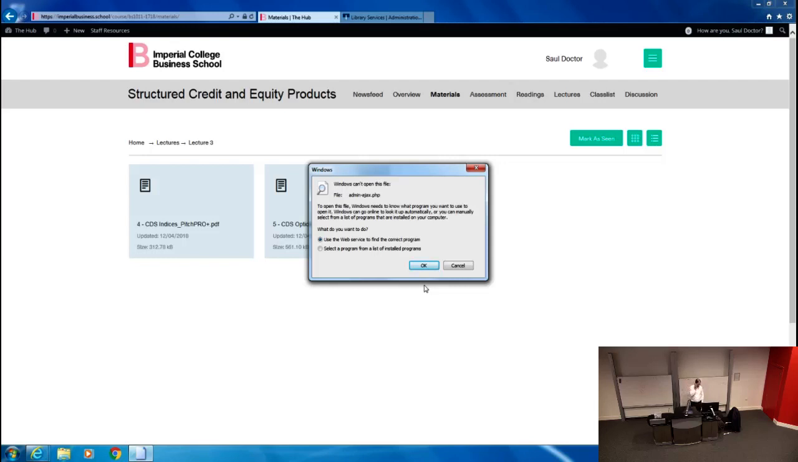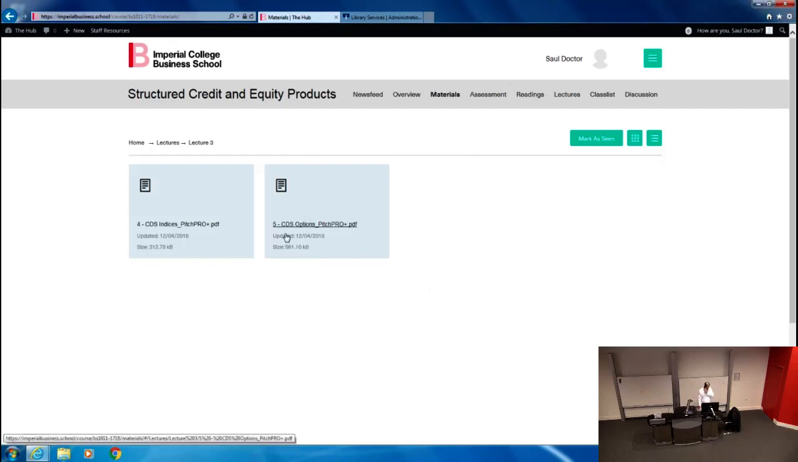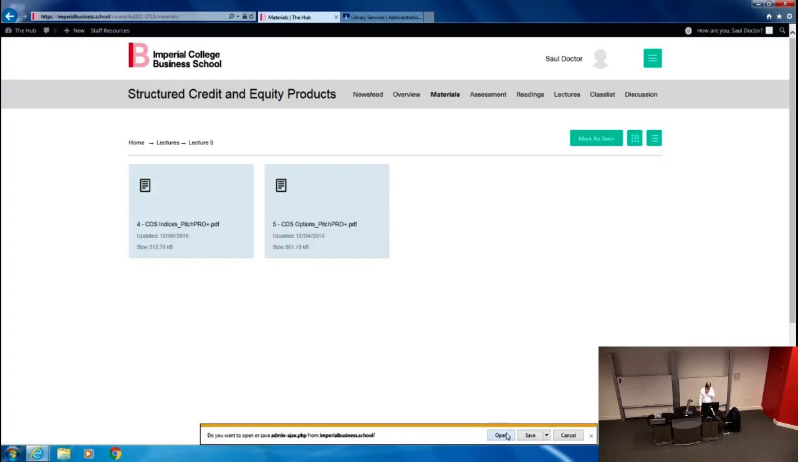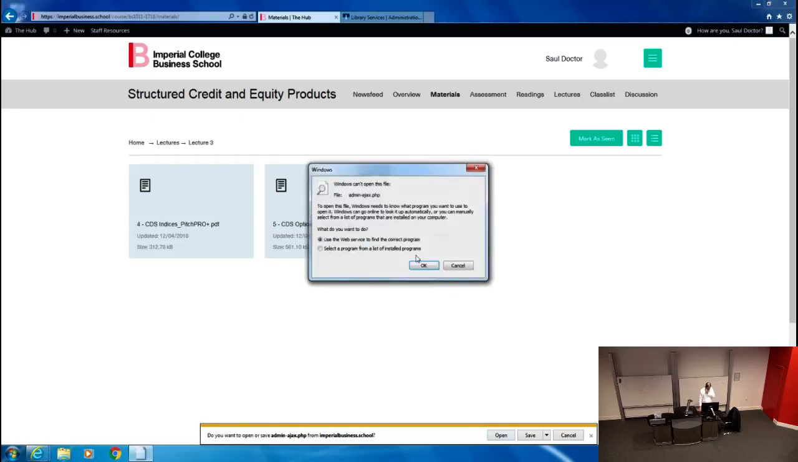Okay. I need 3 and 4, which is CDS indices and CDS options. So 4 and 5. 4 and 5. Indices and options, yeah. Can you send those to me? No, PDFs. Yeah. As soon as there should be a PDF folder here. Can you just double check that the PDFs are there? And I need it now. Okay, thank you.